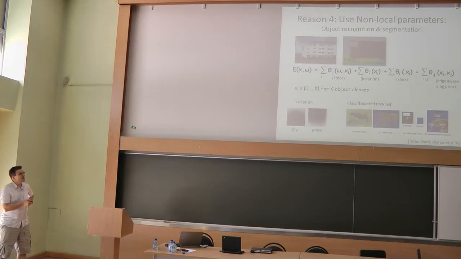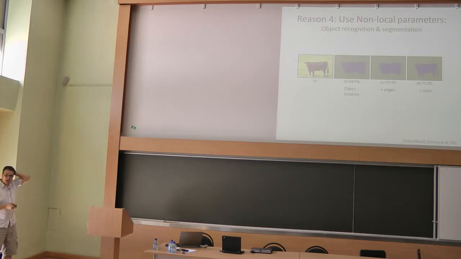You have another class unary term, which comes from, you have to read the paper for the details, some kind of boosting of features. So you have features which look at surrounding rectangles, and at a certain texton, like how textured it is, and it's boosting of these kinds of classifiers. You could also use random forest or other classifiers here. So this is a unary term, and then there is a pairwise term which is also edge sensitive.